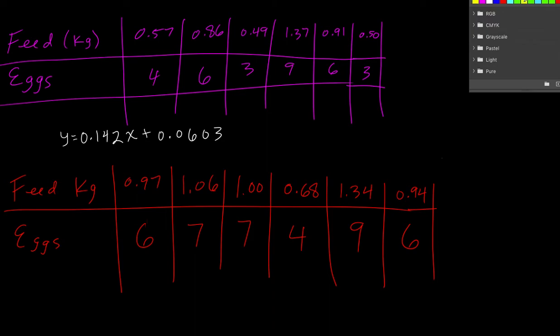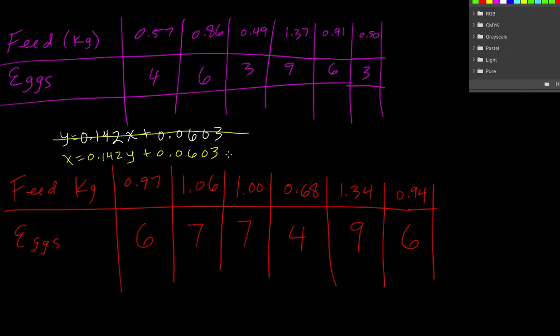Now the other thing I'm going to do, because I did y comma x instead of x comma y, is I'm going to rewrite this by swapping the x and the y. Okay, so we don't need that anymore.